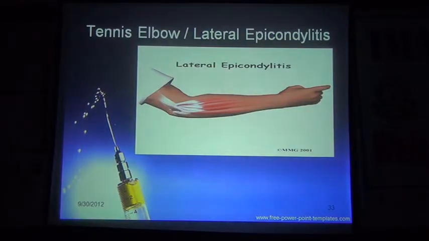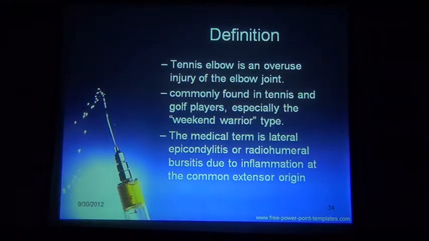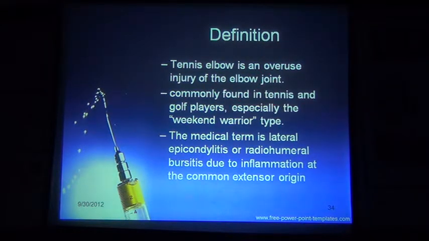I just want to throw some light on the common problems in OPD. The next common problem is tennis elbow in the orthopedic OPD, where there is an inflammation called lateral epicondylitis, the inflammation of the common extensor origin. It usually occurs with overuse injury. It is called a repetitive stress disorder. Another new term in the medical fraternity is musculoskeletal disorders, further classified into repetitive stress disorders, RSDs. Before, it was more common in tennis players and golf players, so it was called the weekend warrior type. The medical term is epicondylitis.